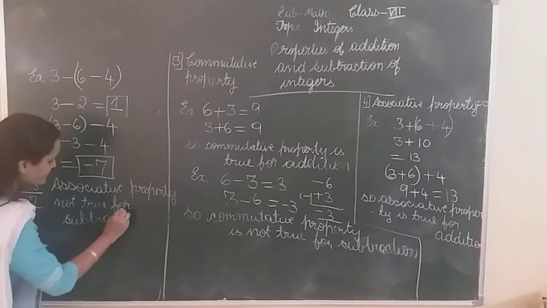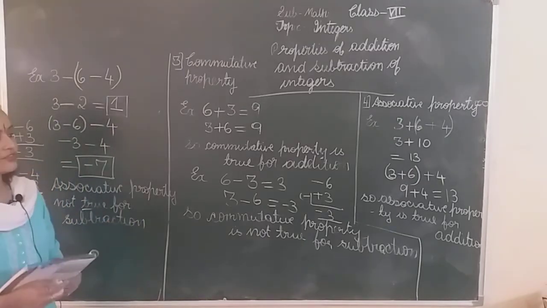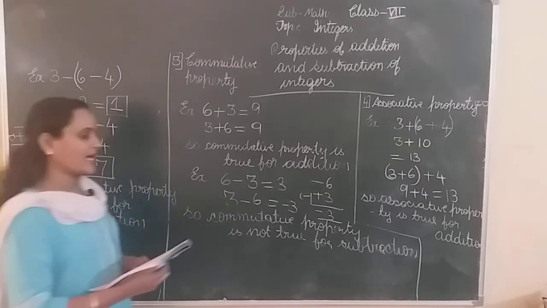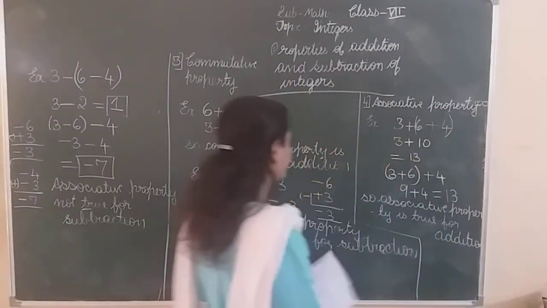So these were the four properties of addition and subtraction of integers. Now we will move on to the last property, that is additive inverse.